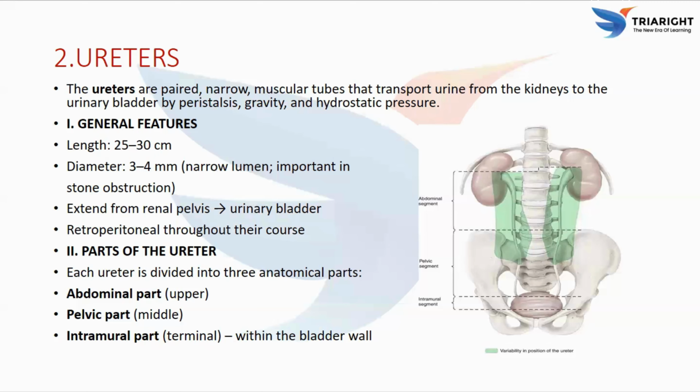Why is the intramural part important? Because it acts like a valve to prevent urine from flowing backward. It is a reflex mechanism: the bladder wall compresses it as the bladder fills.